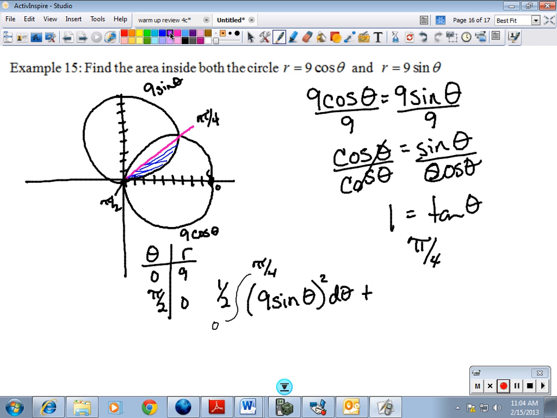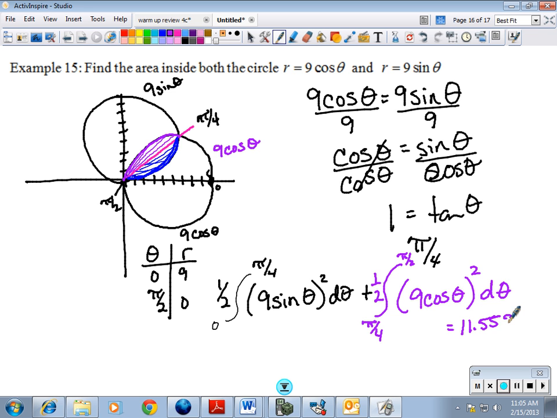Plus, all of a sudden you're on the other side now. From pi over 4 back to pi over 2, what are you hitting? What is your radius attaching to? From pi over 4 to pi over 2, it's 1/2 the integral, going to the 9 cosine of theta. It's hitting this graph on this part, and it's hitting this graph on this part. It's like a leaf. So 9 cosine of theta squared d theta. And that gives you 11.559 when you stick that in your calculator.